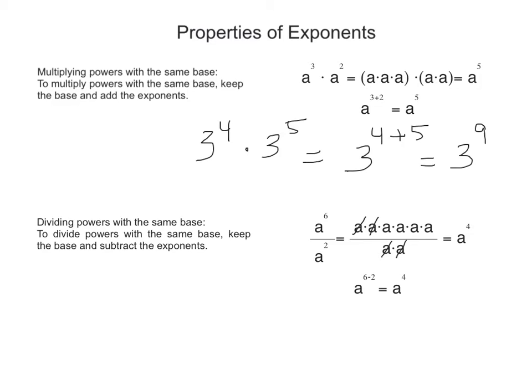Let's try an example together. If I had 5 to the power of 8 and I divided it by 5 to the power of 3, I'm going to rewrite this as 5 raised to the power of 8 minus 3. This would be a good time to pause the video and see if you can calculate this. The result is 5 to the power of 5. How'd you do?